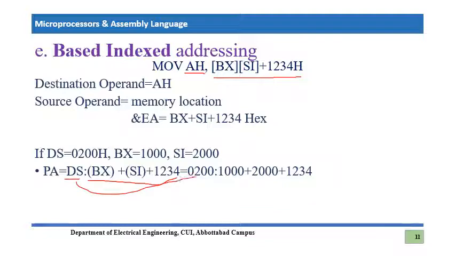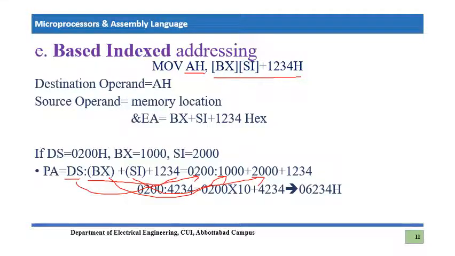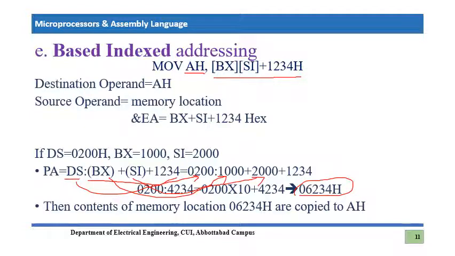Then we're going to put in the values. Data segment will be 0200. Similarly, BX is 1000 and SI is equal to 2000. If we calculate, it will be equal to 06234. So this is the memory location which is present. What is going to happen in the process? Whatever the content of this memory location, whose physical address is 06234, is going to be copied inside this AH register. I hope you understand it is going to be an 8-bit operation, because the destination register is an 8-bit register, which is the higher byte of the AX register.